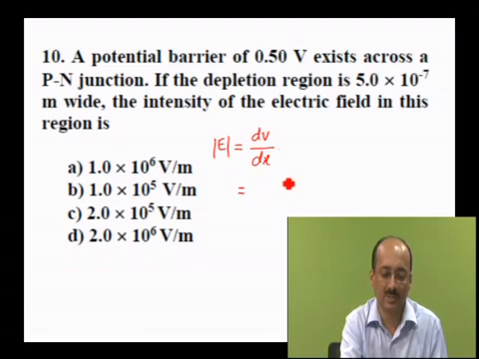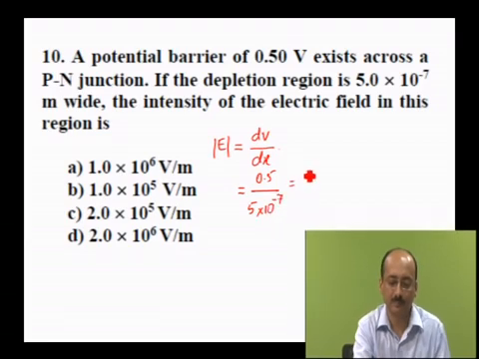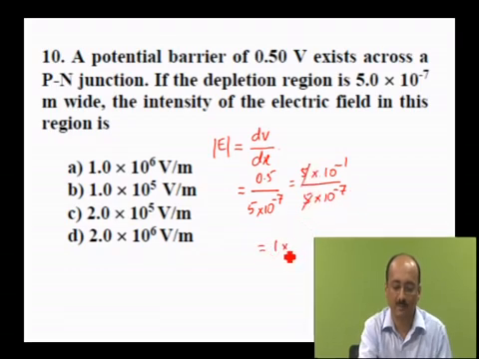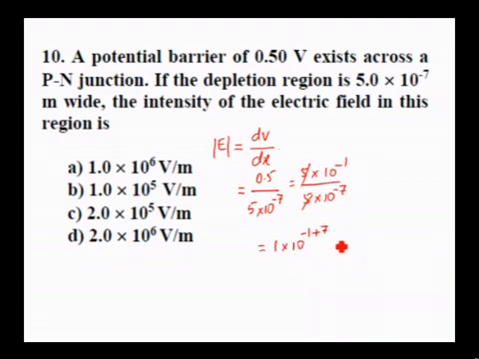Here they have given the potential barrier height to be 0.5 and the depletion region width is 5 into 10 raised to minus 7. You can write it like 0.5 by 5 into 10 raised to minus 7. This leads you to 1 into 10 raised to minus 1 by 10 raised to minus 7. When it goes to the numerator it becomes plus 7, so that leads you to 10 raised to 6. So, the answer will be 1 into 10 raised to 6 volt per meter, which is choice A.